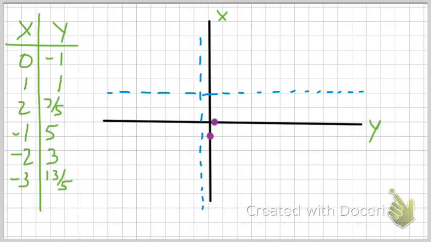We have a point, our y-intercept, our x-intercept, and x of 2 meets a y of 1.4, and x of negative 1 meets a y of positive 5. When x is negative 2, y is 3. If x is negative 3, then y is going to be 2.6.